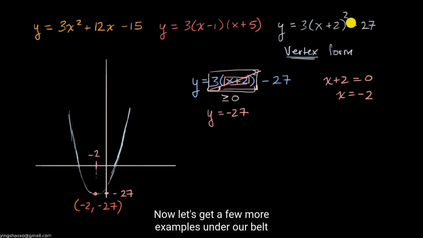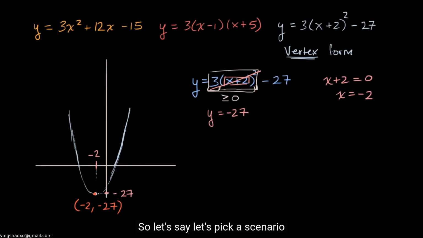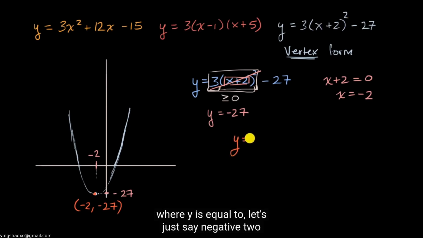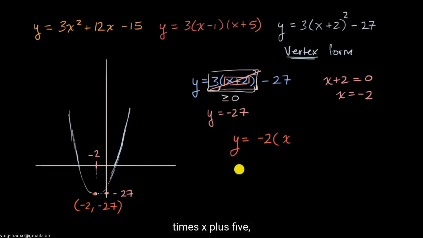Now let's get a few more examples under our belt so that we can really get good at picking out the vertex when a quadratic is written in vertex form. So let's pick a scenario where we have a downward opening parabola, where y is equal to, let's just say, negative 2 times x plus 5. Actually, let me make it x minus 5. X minus 5 squared, and then let's say plus 10.